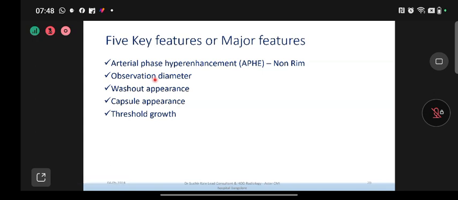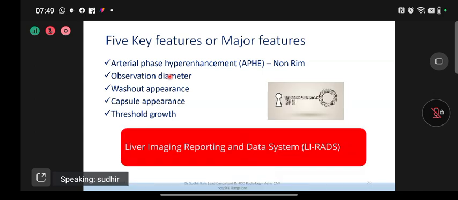Even the observation diameter, whenever you get the reports, people measure in different ways. But there are three important thresholds which are useful in LI-RADS for us to characterize. To get an accurate LI-RADS, it's very important that we know what this observation diameter means. Next are washout appearance of the lesion, capsule appearance of the lesion, and threshold growth. These are the key imaging features which finally lead us to a standardization of reporting through LI-RADS.